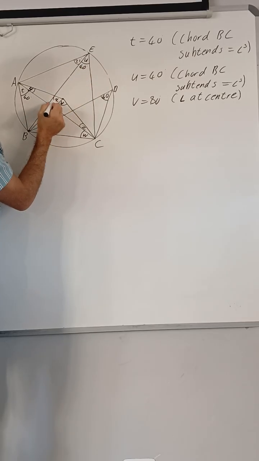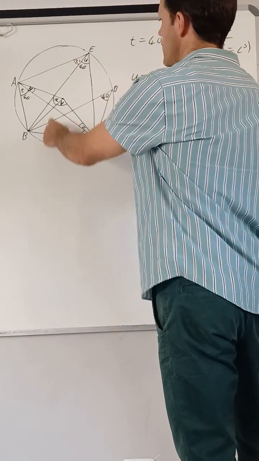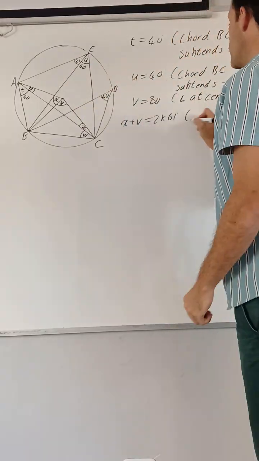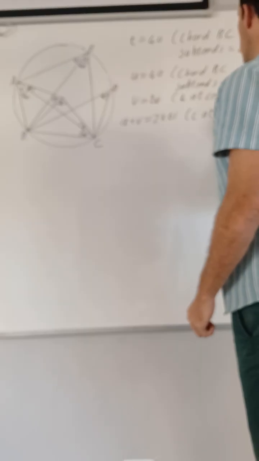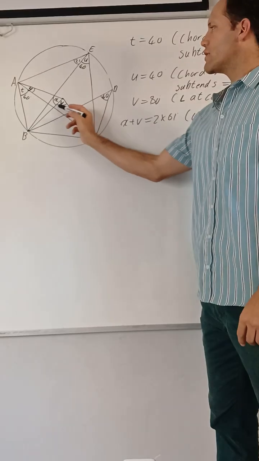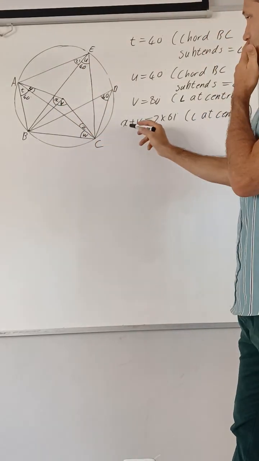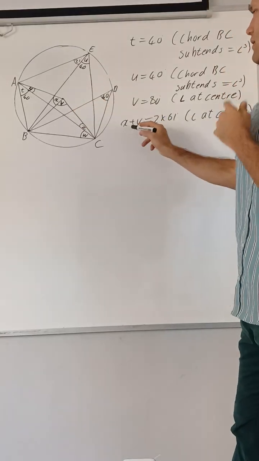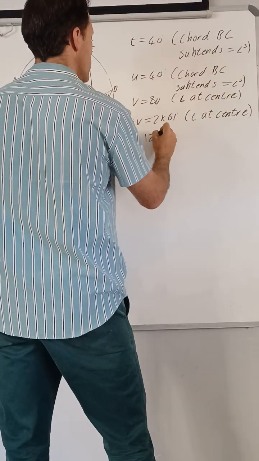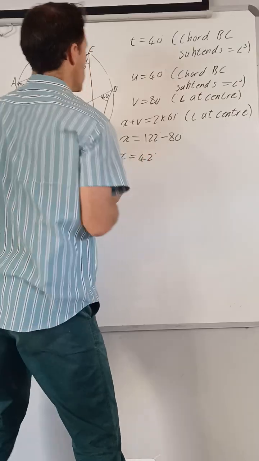Okay, so we can say X plus V must be 2 times 61. Again our reason is angle at center. So this one is double that one. So then we know that V is 80, so we can say X will be 122 minus 80. So then X will be 42.